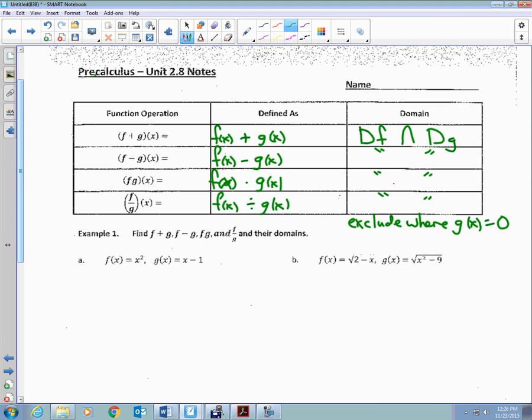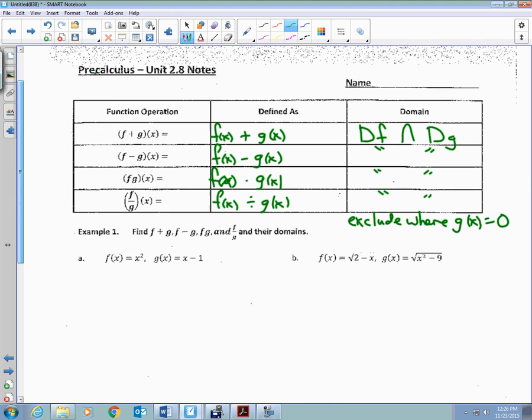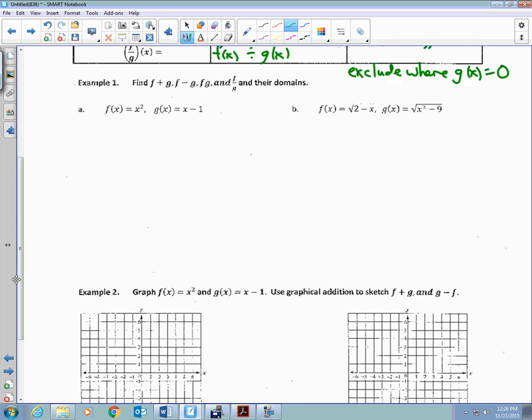Can somebody tell me why we exclude where g of x is equal to 0? Yes. Because you would get 0 in the denominator, and that creates an undefined value, which we don't know. So what I want to do is list f plus g, f minus g, f times g, and f divided by g, and I want to list their domains.